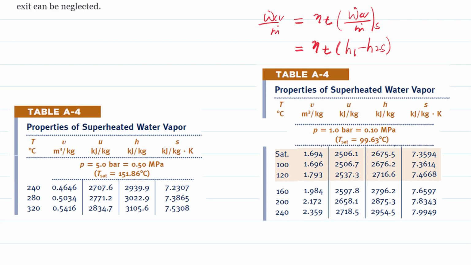So at the inlet, steam entered the turbine at pressure 5 bar and temperature 320 degrees Celsius. And here is enthalpy H1, and at the exit we know the pressure, 1 bar. That is the only given property. But we know that it went through an isentropic process, so S1 equals S2S. So S1 can be found here, 7.5308.